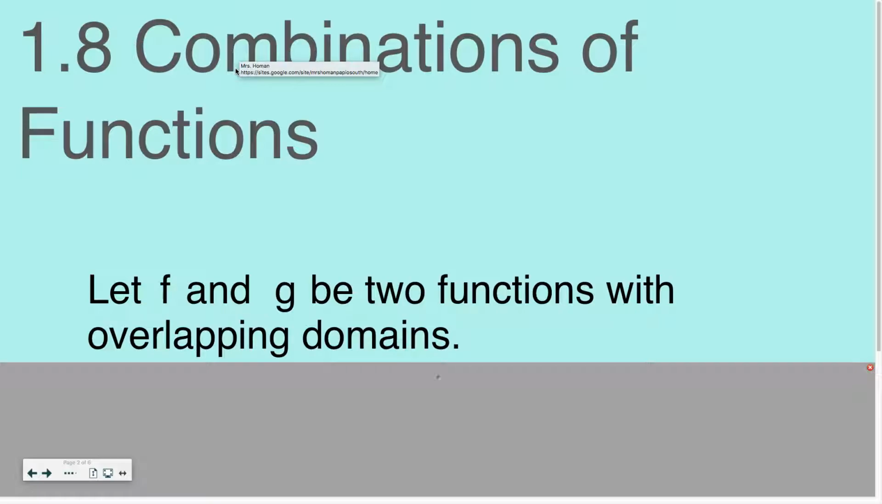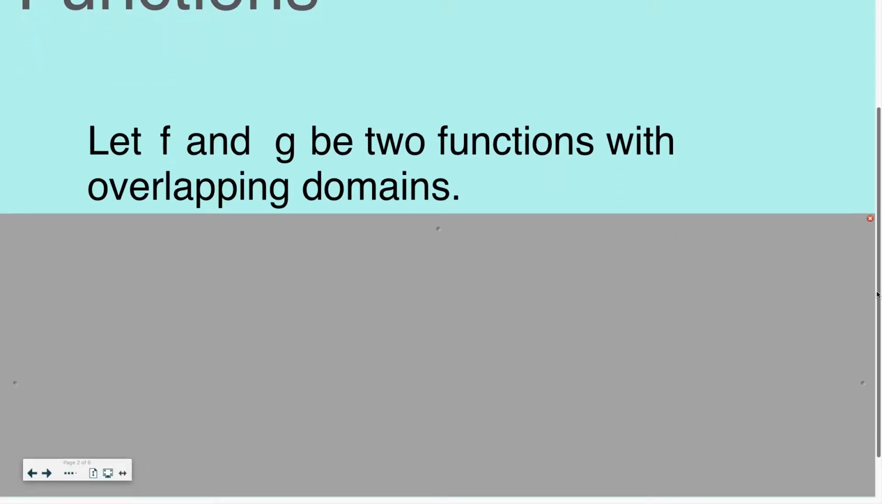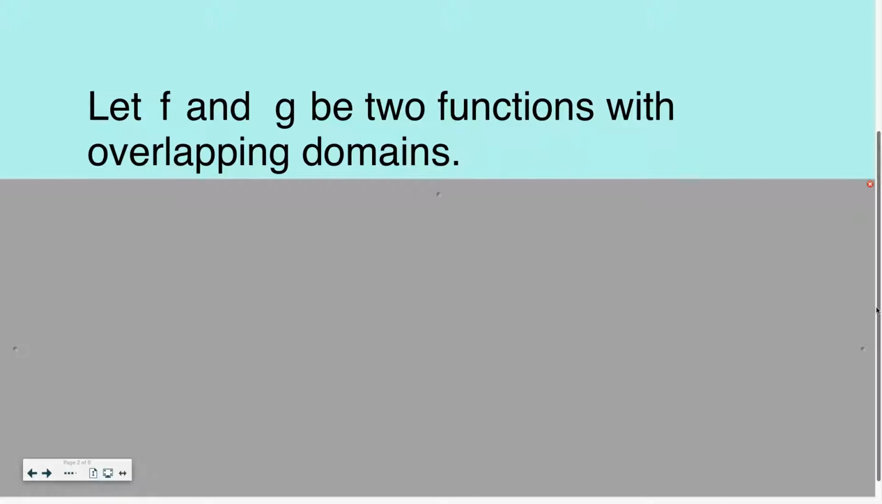So first of all, it's important to understand that we cannot combine functions unless they have overlapping domains, okay? They don't have to have the same domain, but at least a piece has to overlap. So the square root function has a domain of 0 to infinity, and a quadratic has a domain of all real numbers. Those at least overlap from 0 to infinity, so we can combine them, okay?